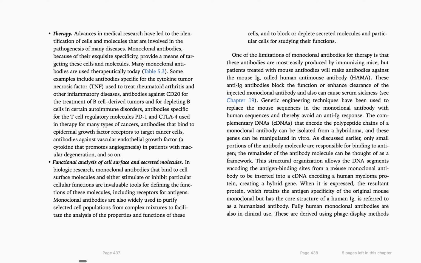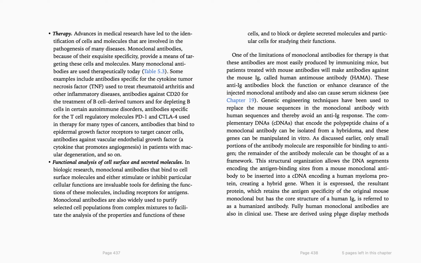This structural organization allows the DNA segment encoding the antigen binding site from the mouse monoclonal antibody to be inserted into the copy of DNA encoding the human myeloma protein, creating a hybrid gene. When it is expressed, the resultant protein, which retains the antigen specificity of the original mouse monoclonal but has the core structure of human IgG, is referred to as a humanized antibody. Fully human monoclonal antibodies are also in clinical use.